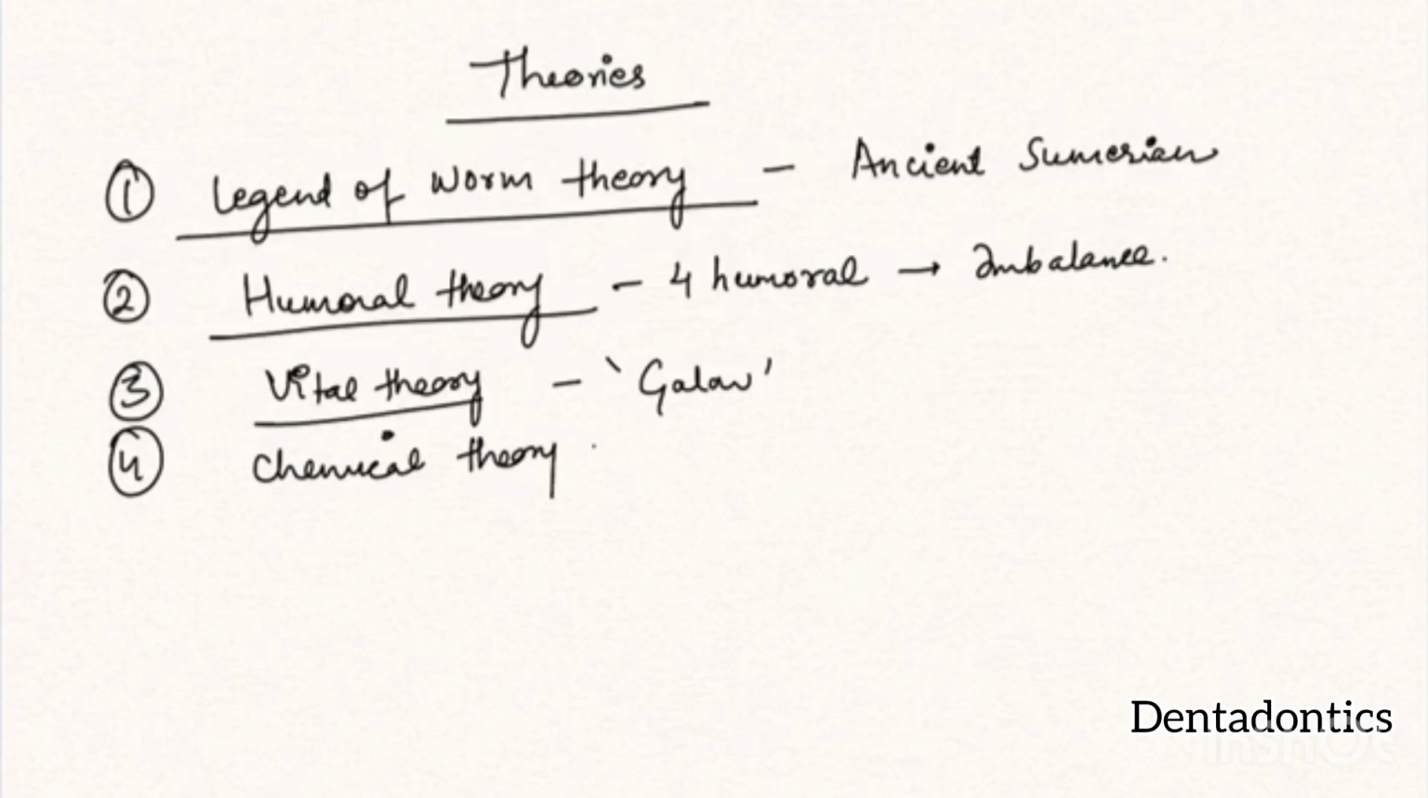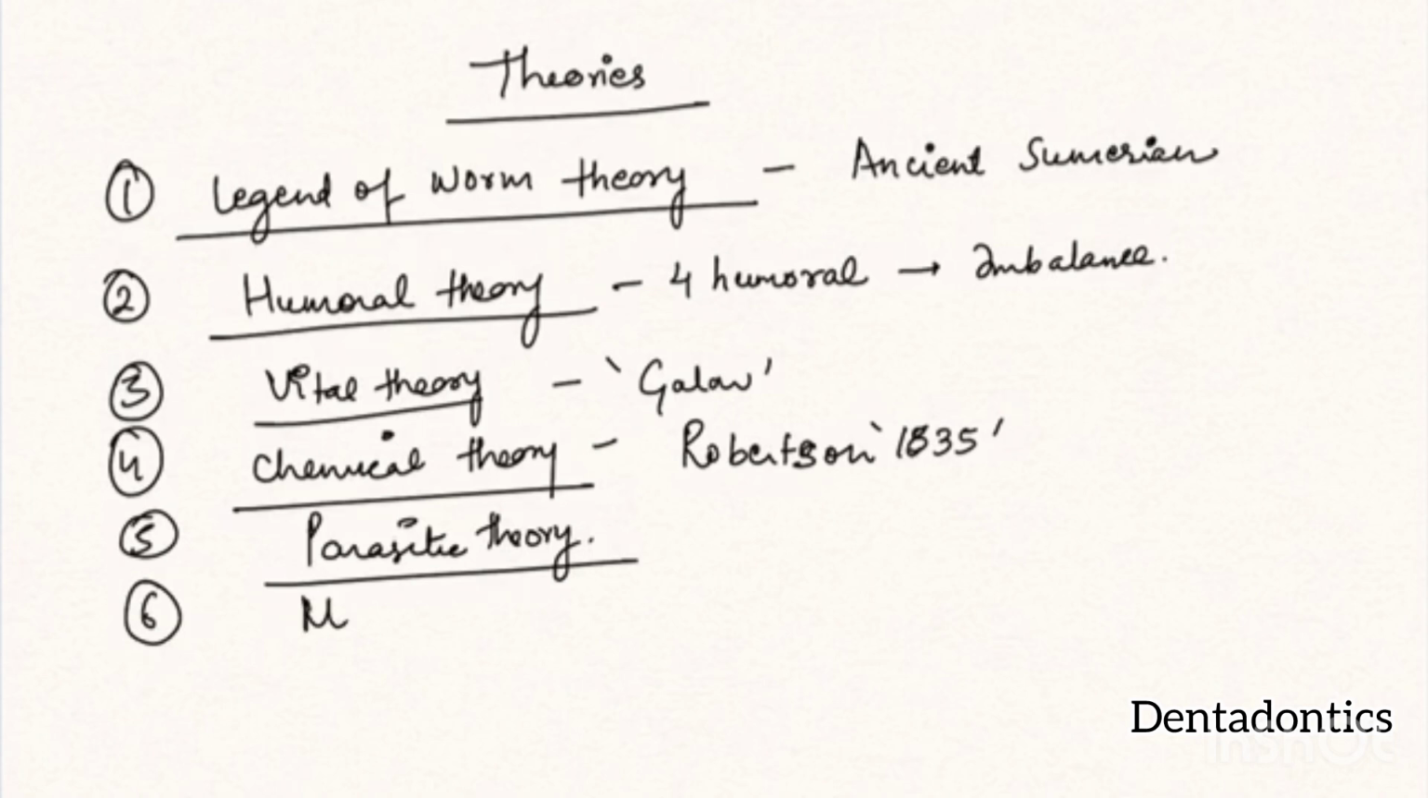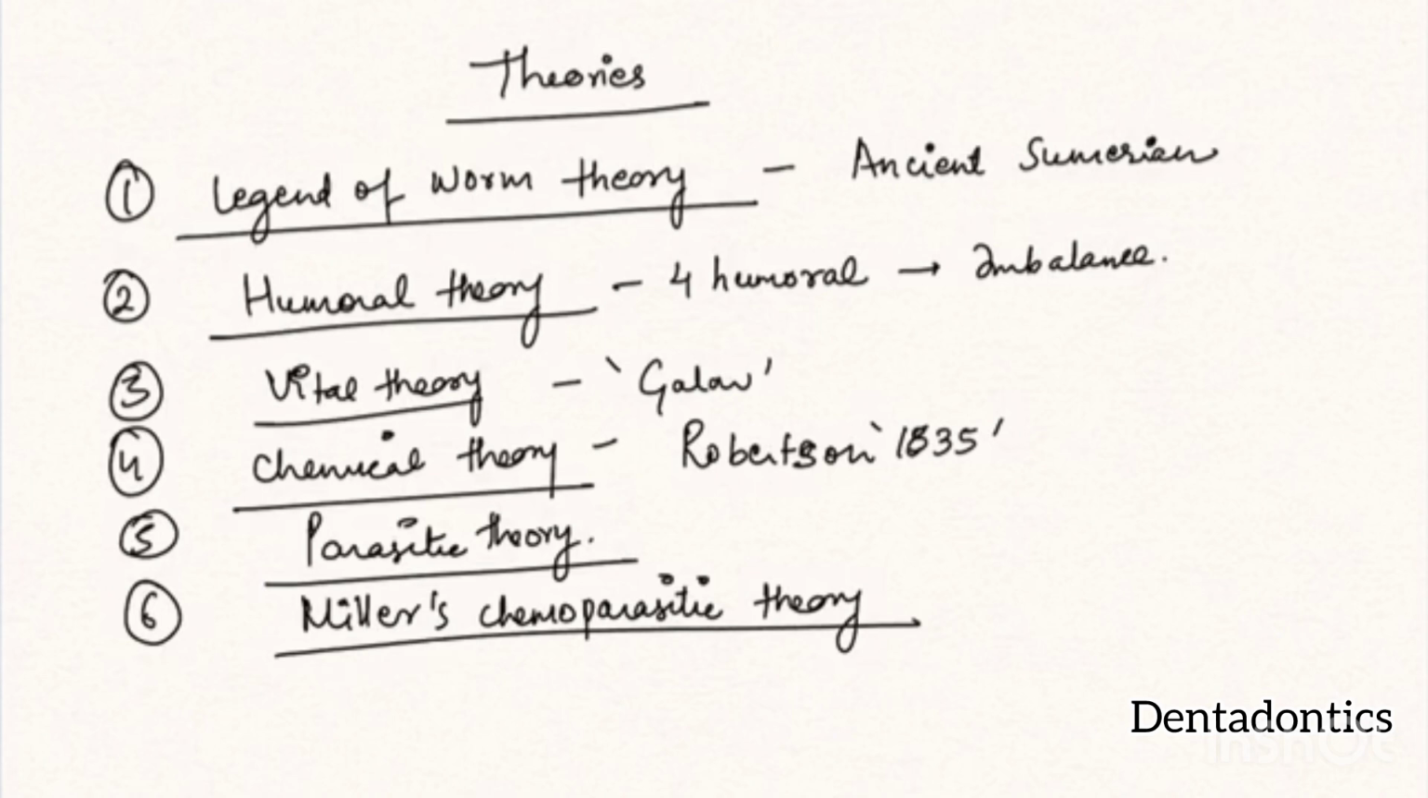Then next is the parasitic theory. He examined that microorganisms are responsible for dental caries. He scraped some sample from the decayed part and found that microorganisms are responsible for dental caries. Then the Miller chemoparasitic theory, given by Miller in 1889, who stated that the chemical reaction and the microorganisms both are responsible for the carious process.